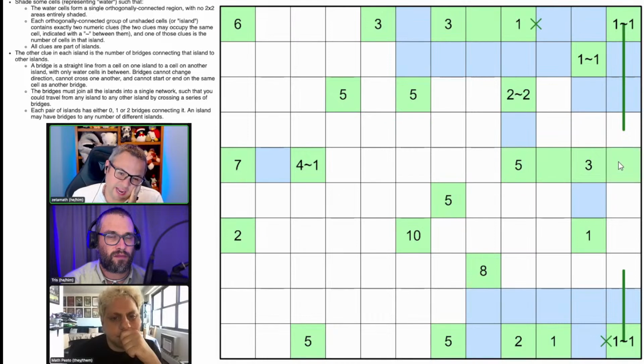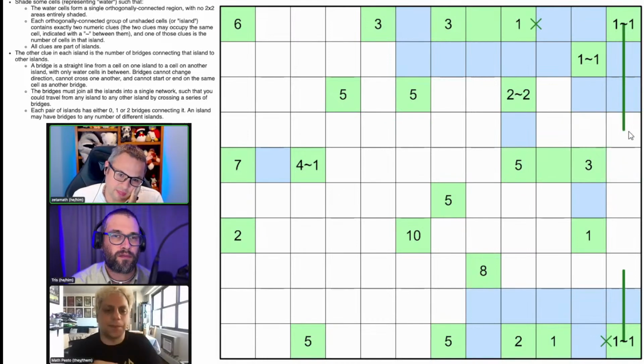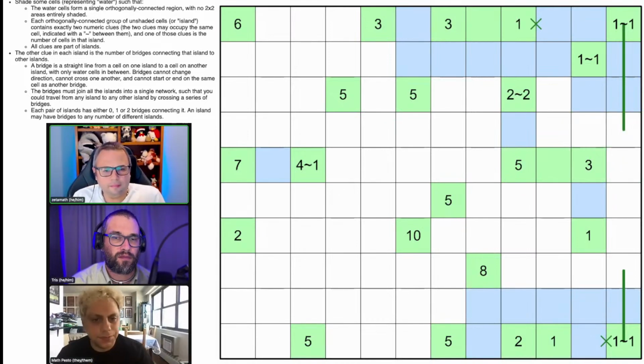Oh, maybe I was going to say it has to take this cell, but I don't think it does. Right. I think it could do that. It's still possible.